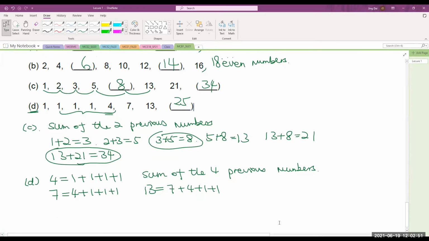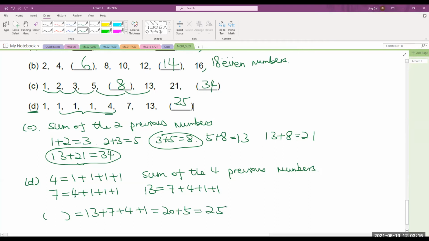So what should be this little number that's missing at the end? What should be that number? It would be whatever is missing. It's going to be 13 plus 7 plus 4 plus 1. And 13 plus 7 is 20. 4 plus 1 is 5. So this guy is 25. Whoa, so nice. We're all done. You guys are free to go.